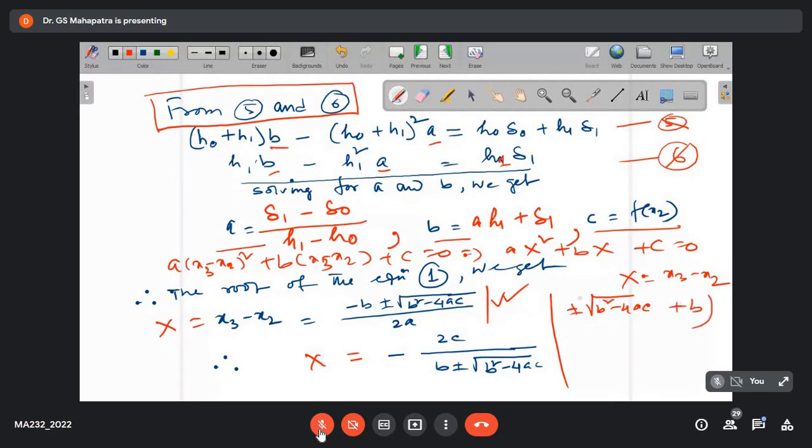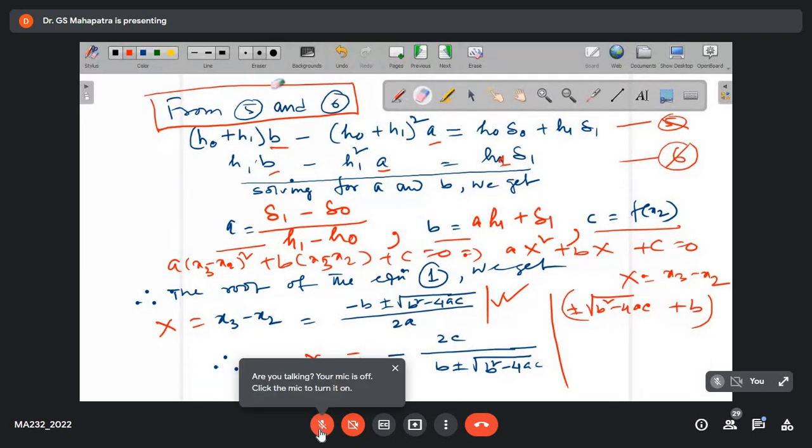So what I have actually done: I have multiplied both numerator and denominator by plus or minus the square root of b square minus 4ac plus b. Both numerator and denominator. Then you can check, you will get this answer. So yeah, this is one of the roots, no problem. So now x is this one.